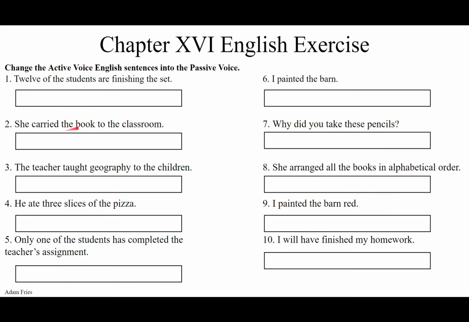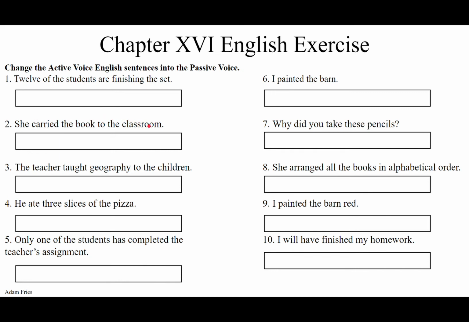Number 2, she carried the book into the classroom. The book was carried to the classroom by her. Remember, the passive voice is good for hiding the agent, hiding who's responsible. So she carried the book to the classroom. The book was carried to the classroom. You don't have to include the agent. We can say by her, but the passive voice is very good for highlighting the action.